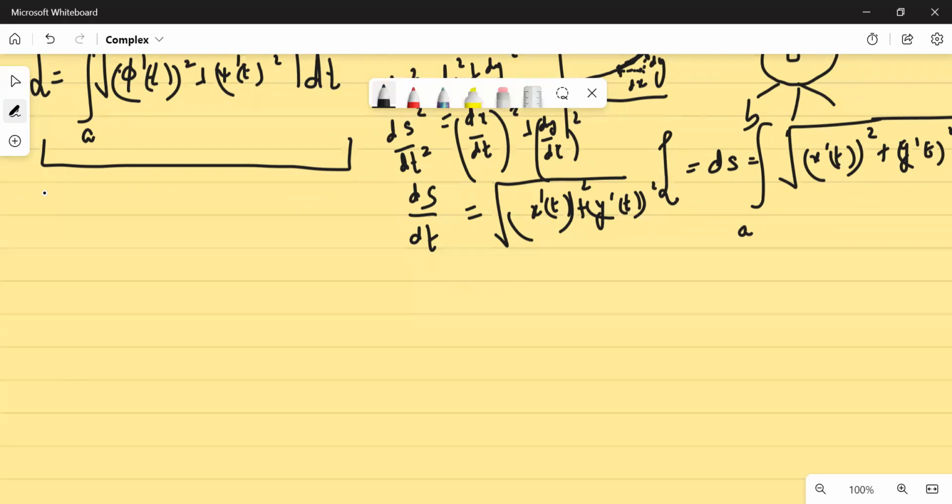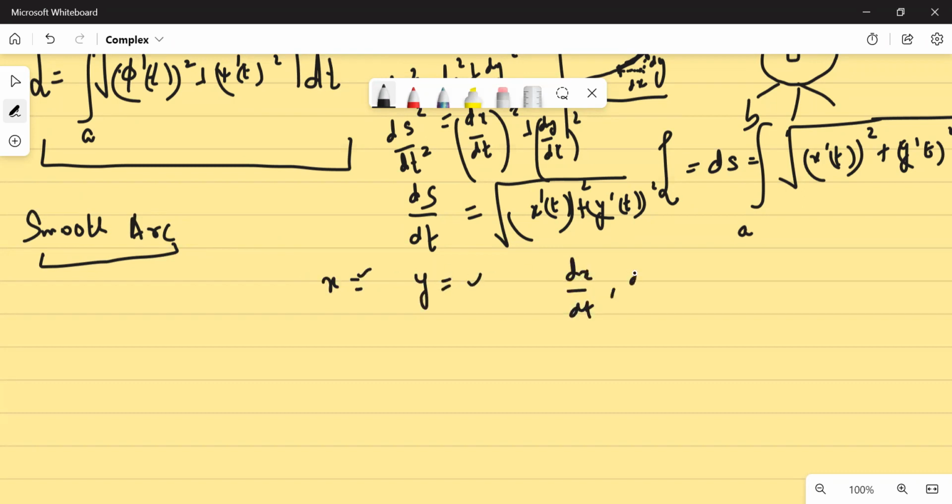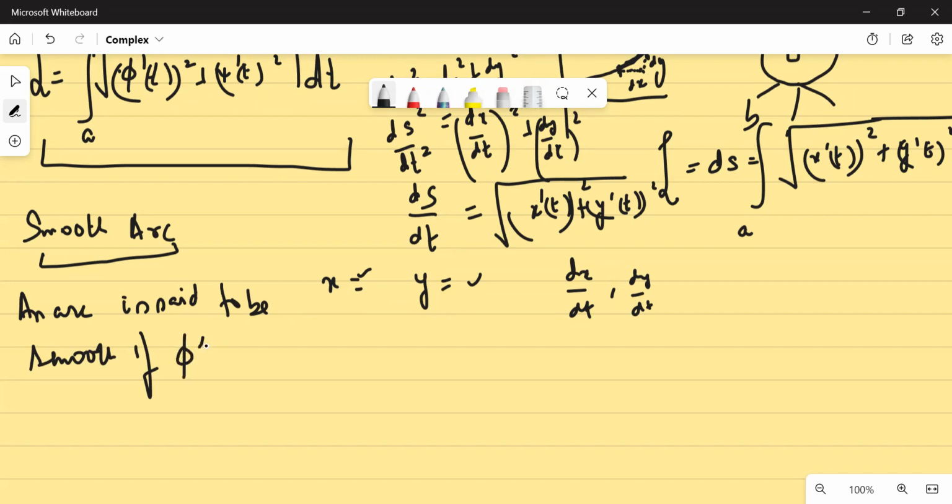So what is a smooth arc for that case? ठीक है, smooth arc का मतलब क्या होगा? Smooth arc का मतलब simply समझ लो कि not only that your functions x and y must be continuous, but dx by dt and dy by dt also continuous. अगर ऐसा है, so an arc is said to be smooth if x dash, that is phi dash and psi dash, are also continuous. So if phi dash and psi dash are also continuous, I would say that my arc is smooth.